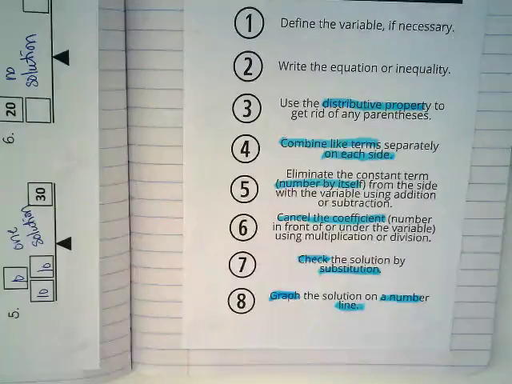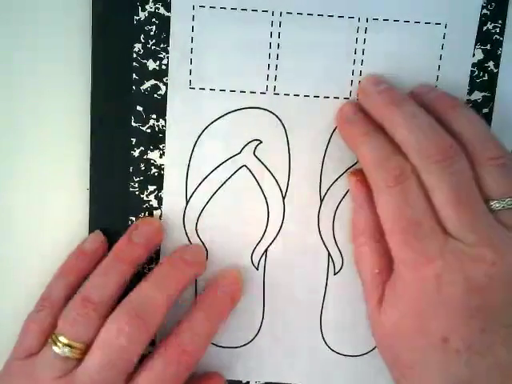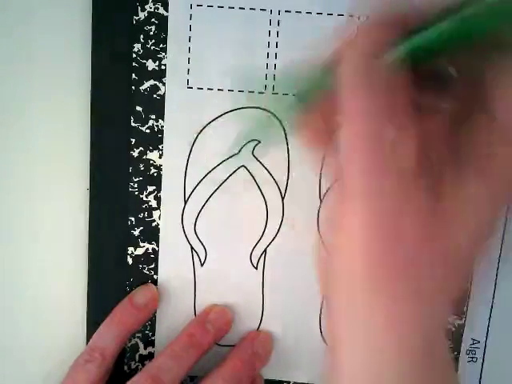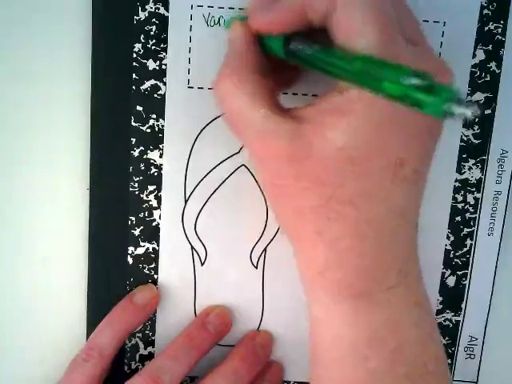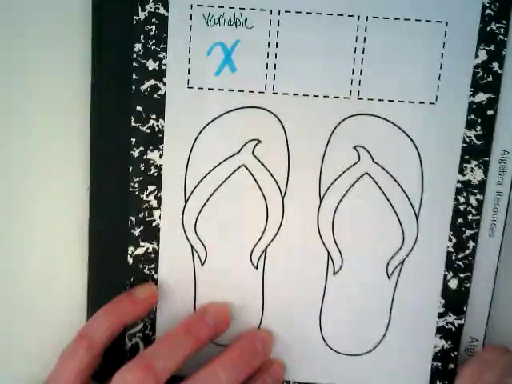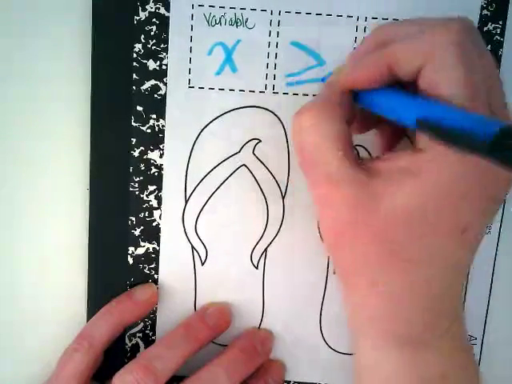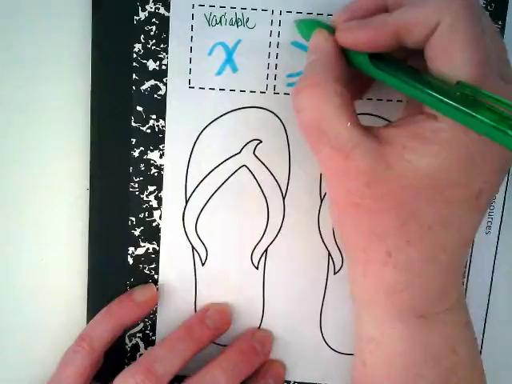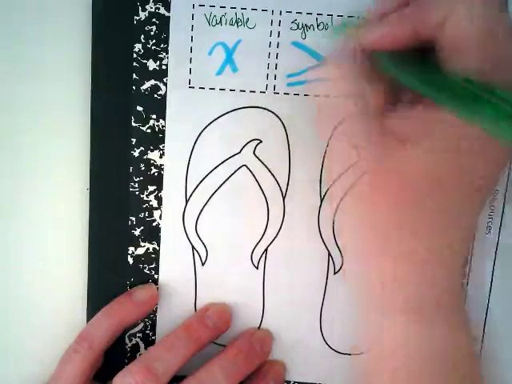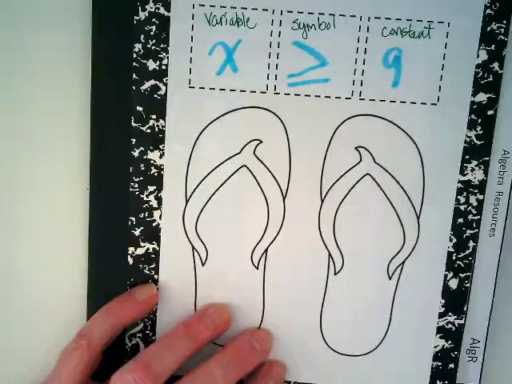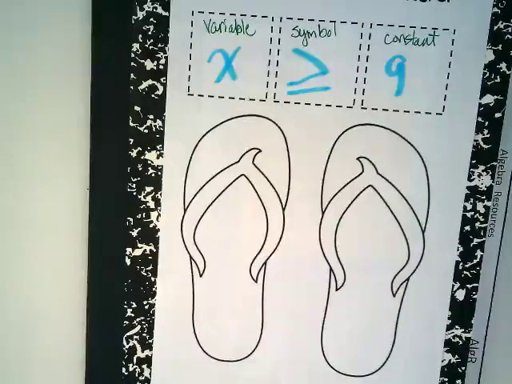But before we can start talking about the graphing, I want us to go to our notes on flip-flops. In inequalities, order matters. What do I mean by that? You always want to have the variable on the left side. What would be in the middle? The symbol. What is the symbol I just drew? Greater than or equal to. And on the right is the constant. So some number that we've got separated now from the inequality or the variable.